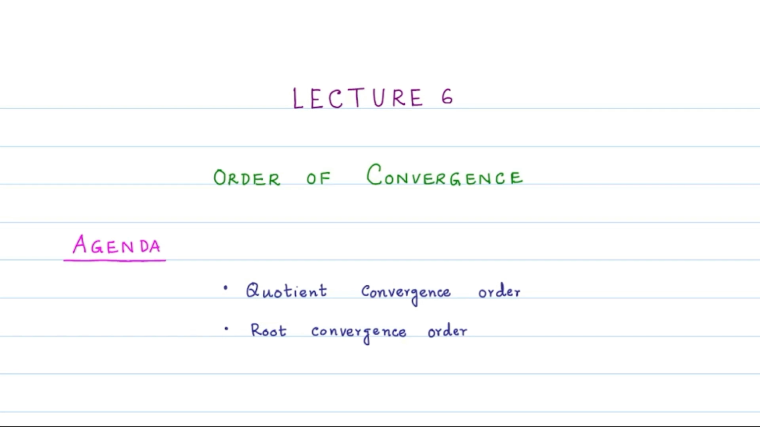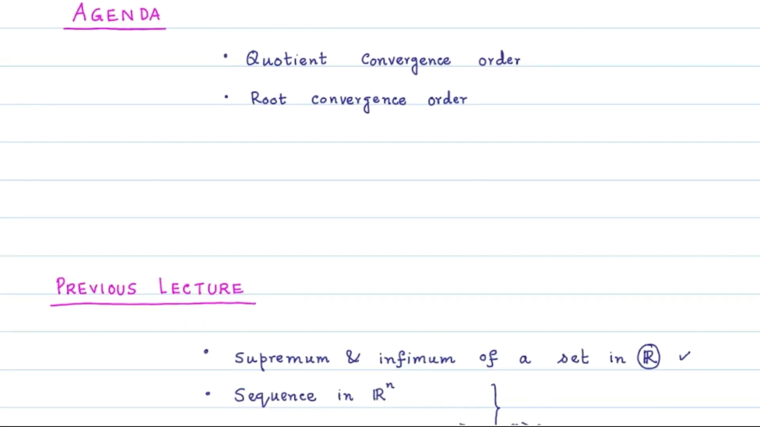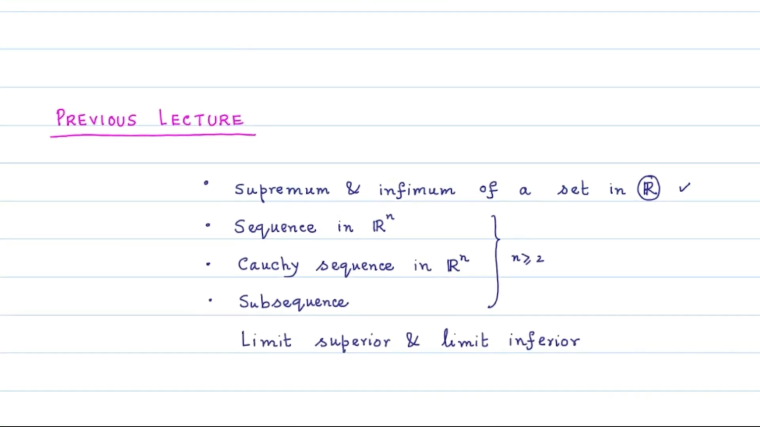Those are quotient convergence order and root convergence order of a convergent sequence. Both these orders of convergence are measures to find how rapidly a sequence converges to its limit. Before getting into the discussion of quotient order and root order, let us quickly look back at what we have done in the previous lecture. In the previous lecture, we discussed the ideas of supremum and infimum of a set of real numbers, then the notions of sequence and its convergence.